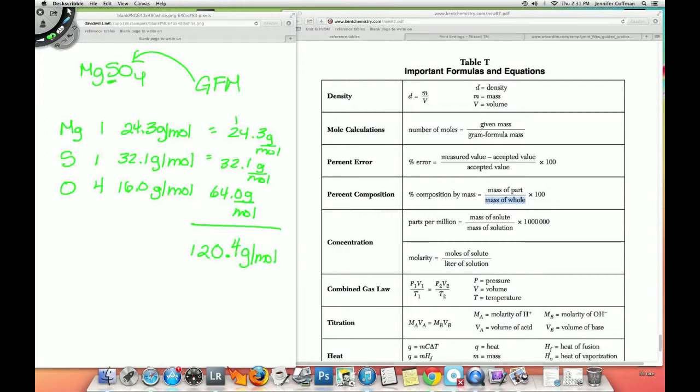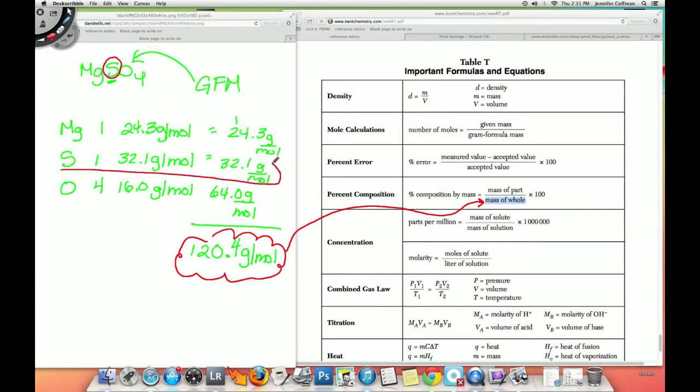This right here is the mass of my whole. I'm looking for the percent of sulfur. If you follow across your line, this is the part that we are looking for. The part is 32.1 grams per mole, so the mass of your part is 32.1.